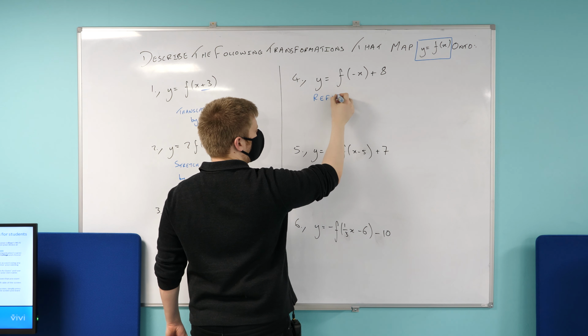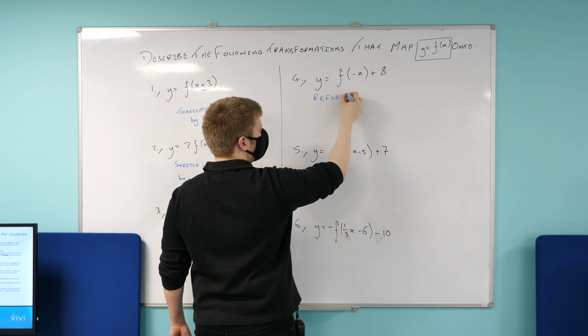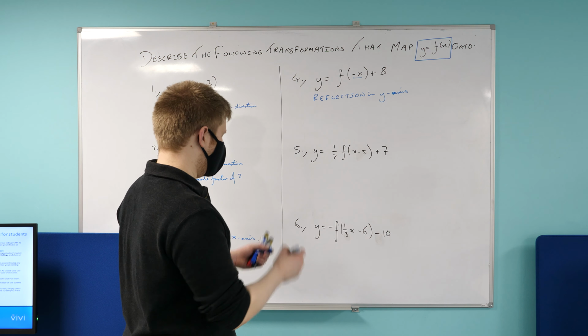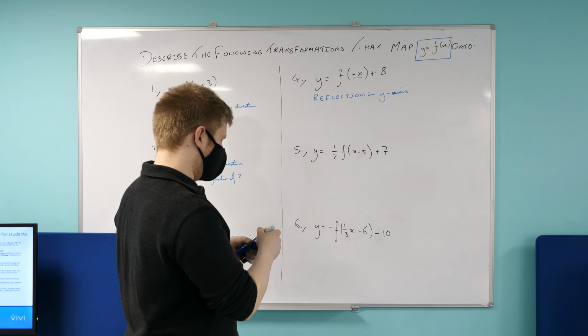Okay, so it's a reflection in the y direction, so in the y-axis. Good, well done. You're absolutely right because this time you're making all of your input values negative first. Then what did you say next? By 8. What do you mean by 8? Positive 8. Okay, so I think here we need to talk about a brand new transformation.